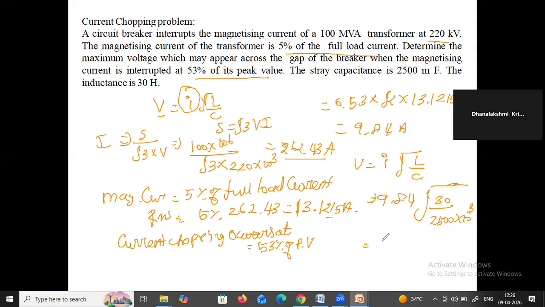Finally we get the voltage as 107,682. Here, this voltage is less than the withstanding voltage of the gap between the contacts. So the current chopping is 0.